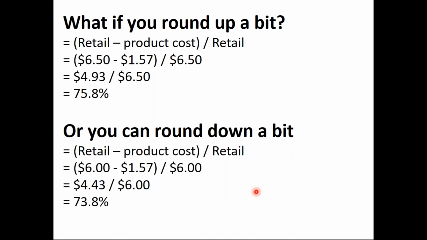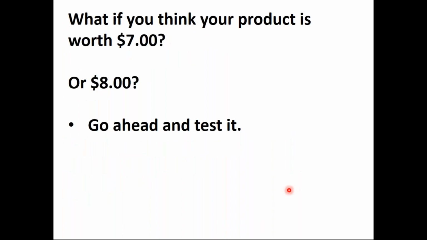Of course, what you can do too is maybe your daily price is $6.50 and maybe you offer a promotion of $6, or buy two for $12, works out to $6 a piece. You can always do something creative like that with your pricing. So what if you think your product is worth $7?